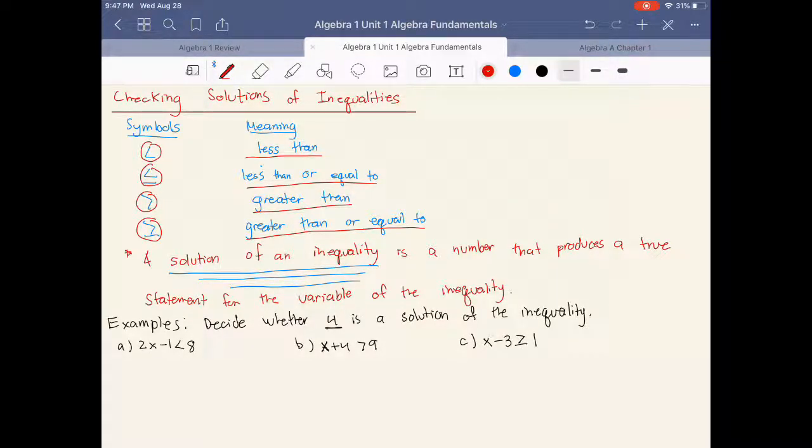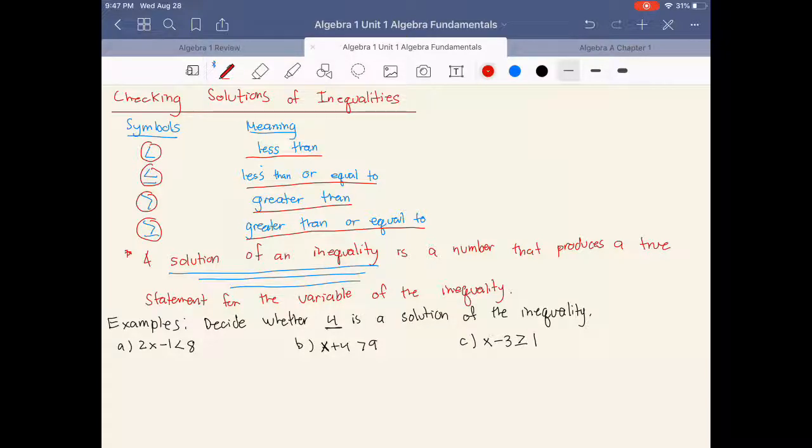Got it? Okay, now in the asterisk in the red, a solution of an inequality is a number that produces a true statement for the variable of the inequality. So meaning when you solve it, just like what we've been doing before this page, if you replace the variable and the statement is true, then it is a solution. So let's go over some examples of what I'm talking about.